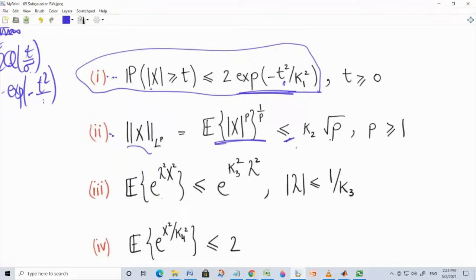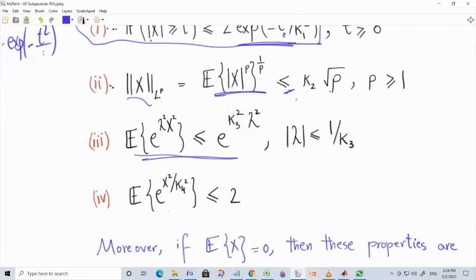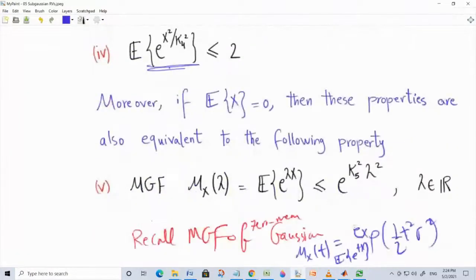Sub-Gaussian random variables will also satisfy this: if you take the expectation of e to some positive parameter lambda multiplied by X squared, you will get something that depends on lambda squared, with a positive constant. Or you have this property, which can be used to define a norm called the sub-Gaussian norm. I wrote it down, but as you can see, there will be no time to talk about it at all. And then there is this property related to the moment generating function.